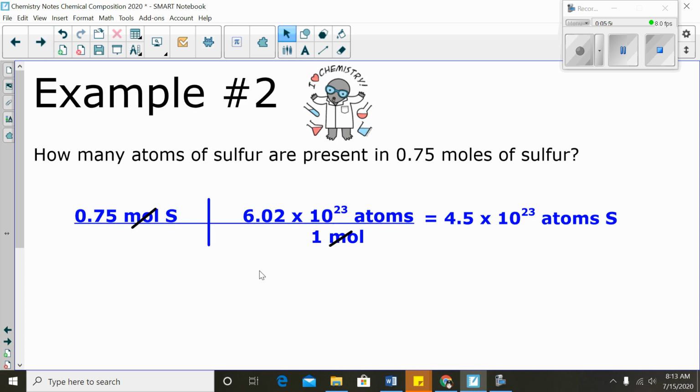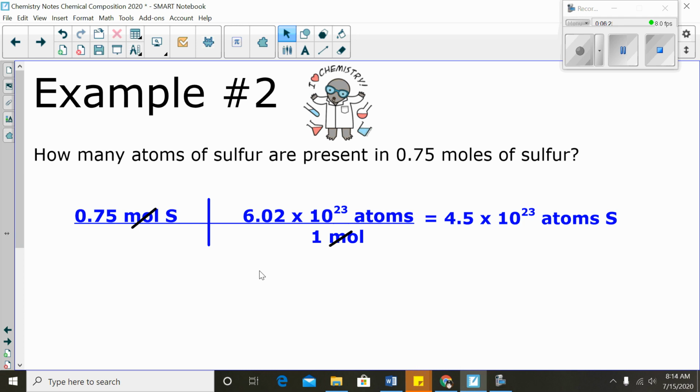All right, one more example. So the question is, how many atoms of sulfur are present in 0.75 moles of sulfur? So now you have 0.75 moles of sulfur. How many atoms is that? So we can use the same conversion factor. And again, we can kind of predict our answer here. 0.75 is less than 1 mole. So our answer should be less than 6.02 times 10 to the 23rd atoms.